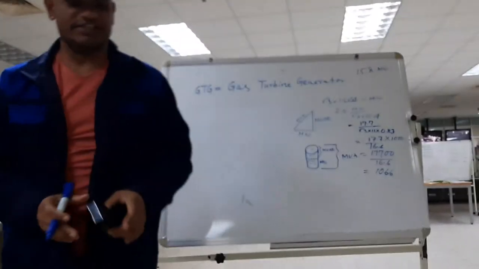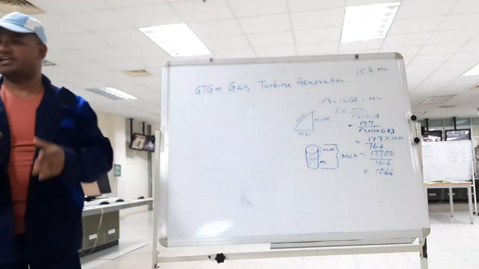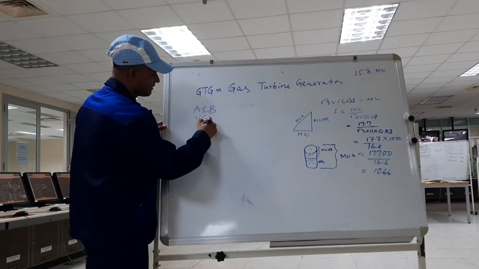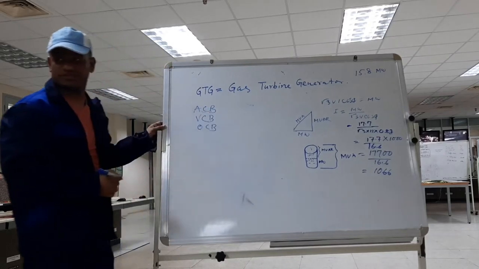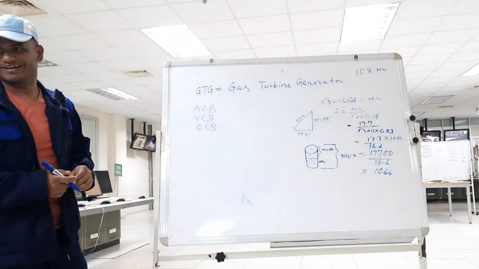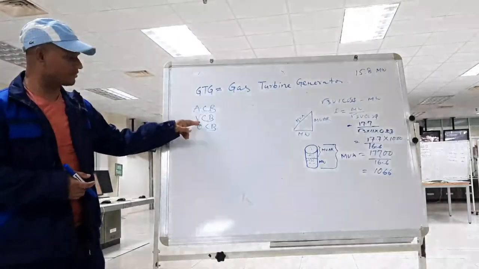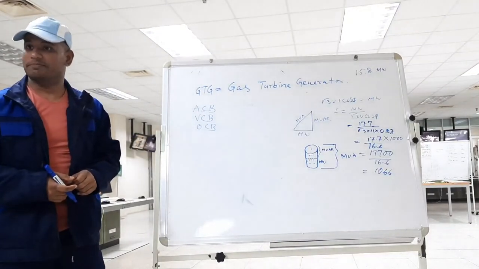Okay, in the electrical side, they are using some circuit breakers. There are different types of circuit breaker: ACB, BCB, OCB. So what is the meaning of this? ACB means air circuit breaker. BCB means vacuum circuit breaker. OCB means oil circuit breaker.